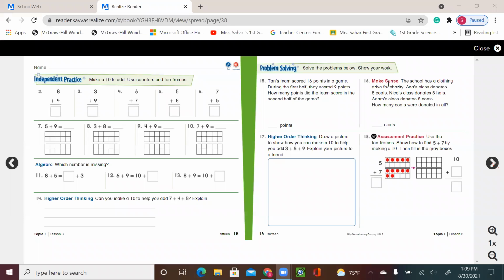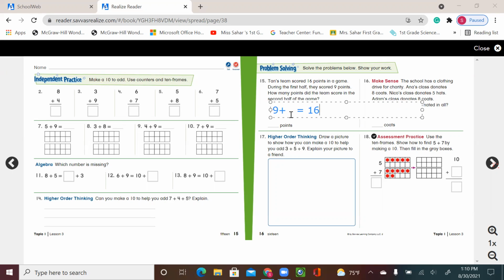So we're asking ourselves, how many points did they score in all? 16, right? And that means I have the total. So the total is 16. How many did they score in the first half? 9 points. So I have the total 16. I have one addend, 9. Now I need to get the missing addend. So I'm going to say, for example, I know that 9 plus something equals, and I have the total 16.